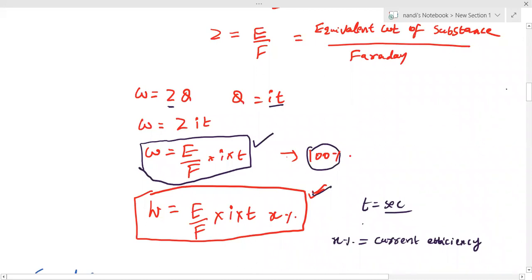Current efficiency means, suppose I am sending 10 amperes and the 10 amperes are utilized to deposit the substance, that is 100% efficiency. If I am sending 10 amperes but only 5 amperes are utilized to deposit substance, then only 50% is utilized and 50% is wastage. So if whatever current I am sending is utilized to deposit substance, that means 100% efficiency. In physics, you have these things, electricity, all these things.